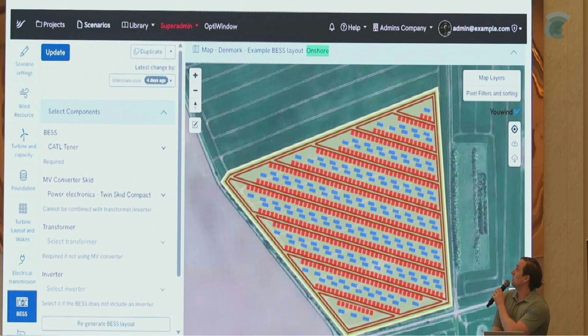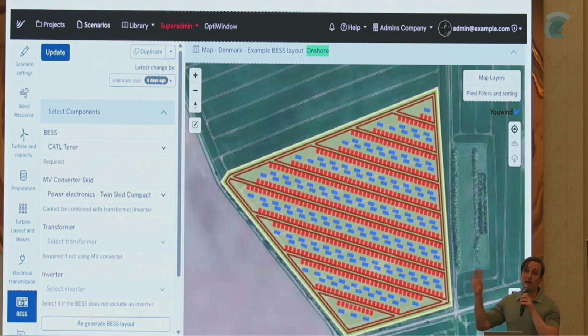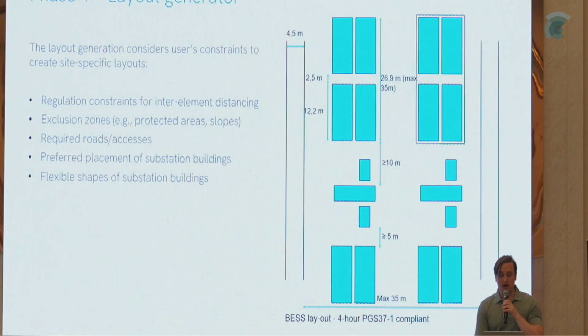So it basically looks like this. You have an area and you simply say, maximize this area that I have. Let's say this area is from a landowner, and you want to see how many units can I place. And it's simply, same as for the turbines, it optimizes how many units can I fit, where will they be placed, and how much will it cost.